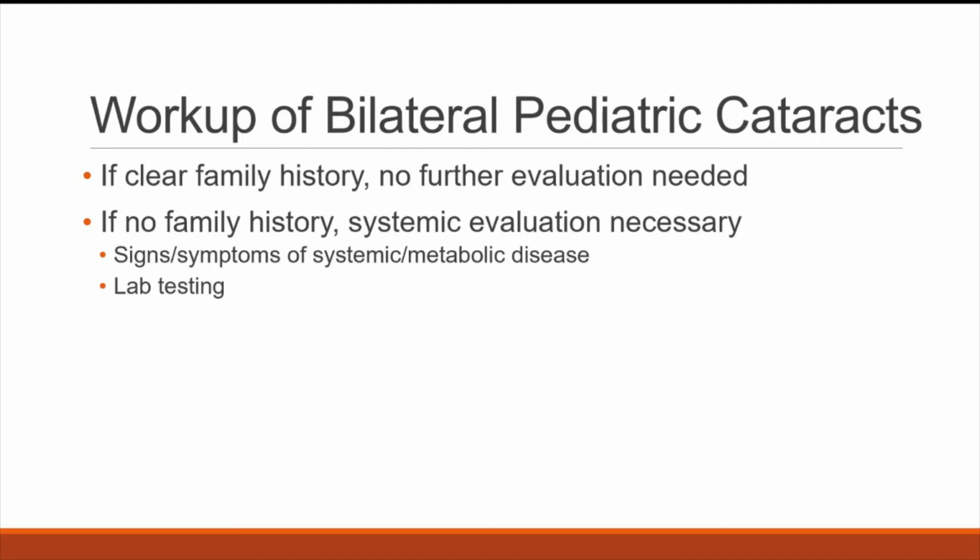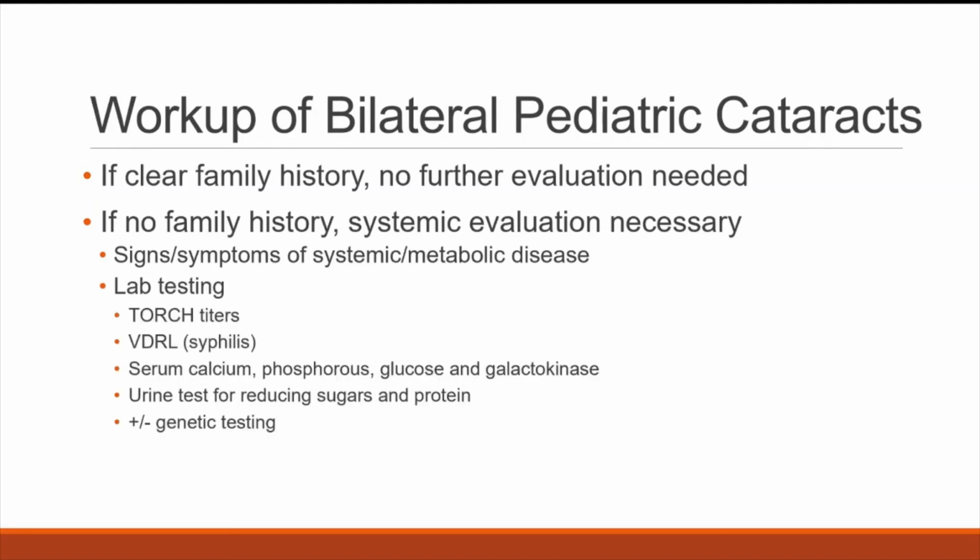In addition, lab testing should be performed. TORCH titers should be drawn to rule out these congenital infections. VDRL should be drawn to evaluate for syphilis. In order to exclude metabolic disorders such as diabetes and hypoparathyroidism, you should check serum calcium, phosphorus, glucose, and galactokinase. Urine testing evaluating for the presence of reducing sugars and protein products should be completed to identify any inborn errors of metabolism such as galactosemia. Genetic testing may be utilized on a case-by-case basis.